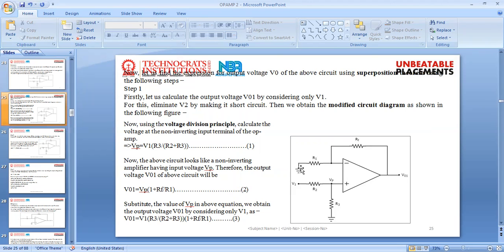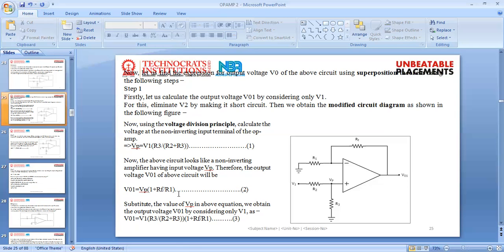To short circuit it, we grounded it. Now using the voltage division principle, calculate the voltage at the non-inverting input terminal of the op-amp, VP. VP is equal to V1 R3 upon (R2 plus R3). Now the above circuit looks like a non-inverting amplifier having input voltage VP. Therefore, the output voltage V01 is equal to VP into (1 plus RF by R1).